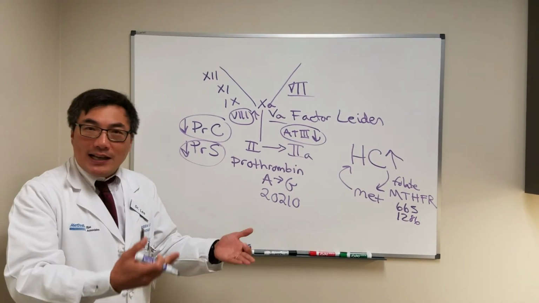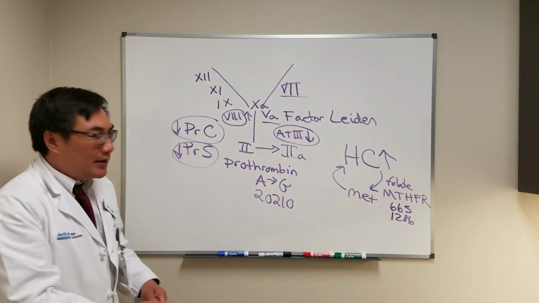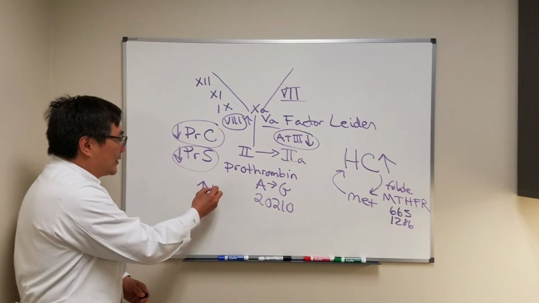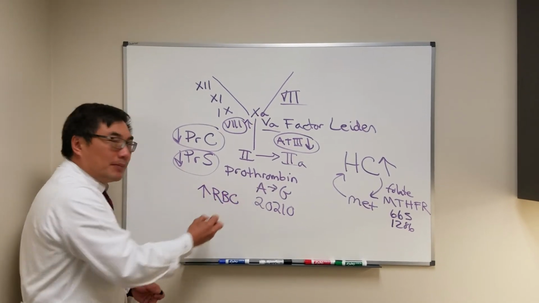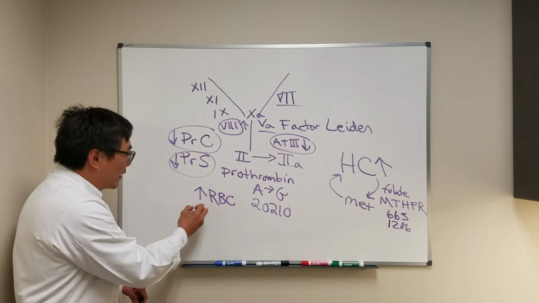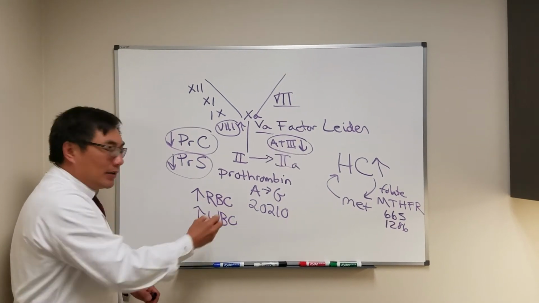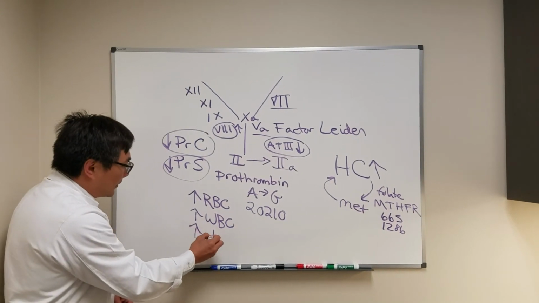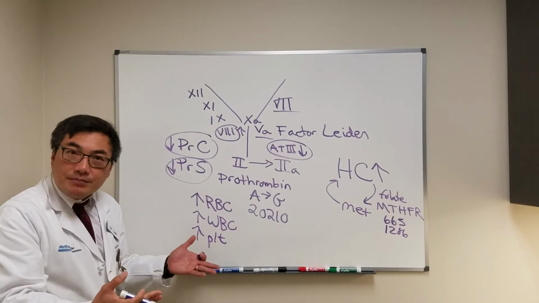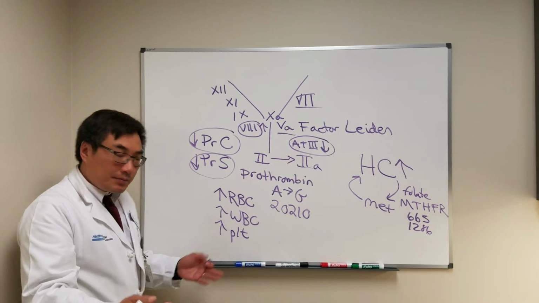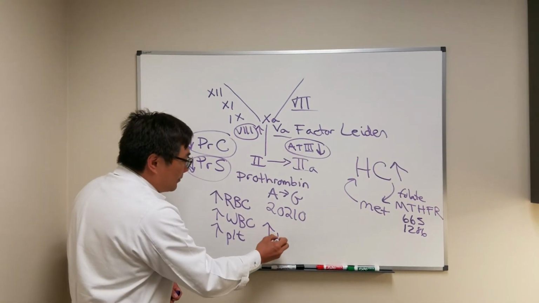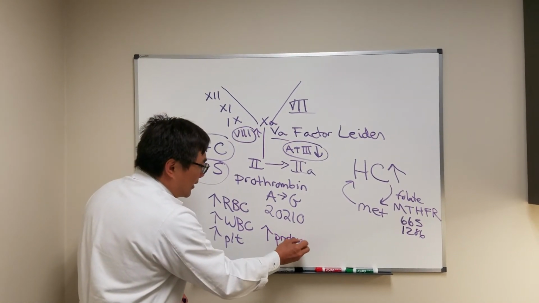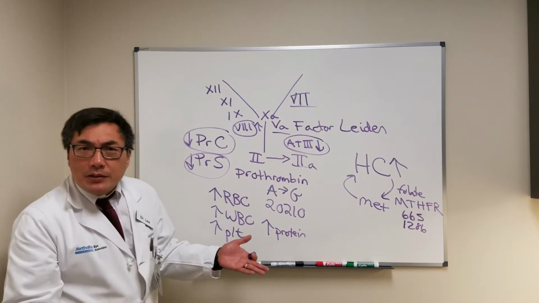Too much cell, not enough liquid. So in our blood, we can have too many red cells, polycythemia. We can have too many white cells, leukemia, leukocytosis. We can have too many platelets, essential thrombocythemia, thrombocytosis. We can have too much protein. We're not talking about proteins like albumin, but immunoglobulins.